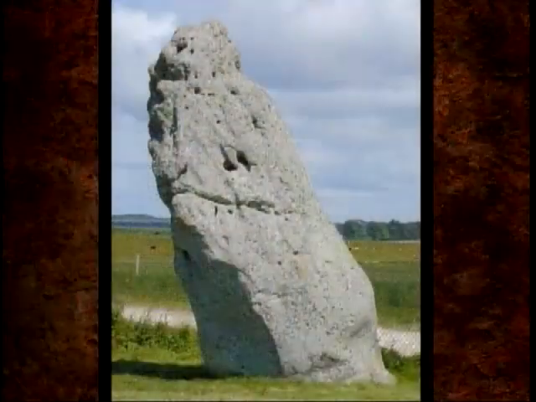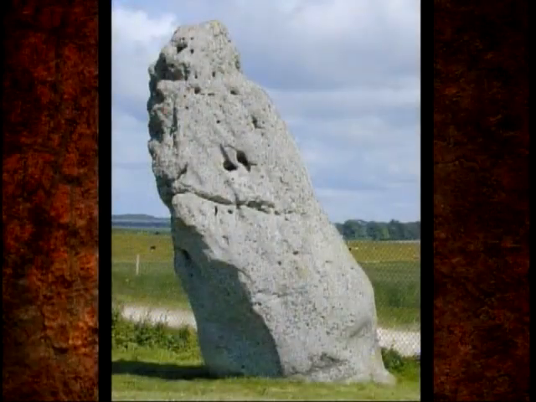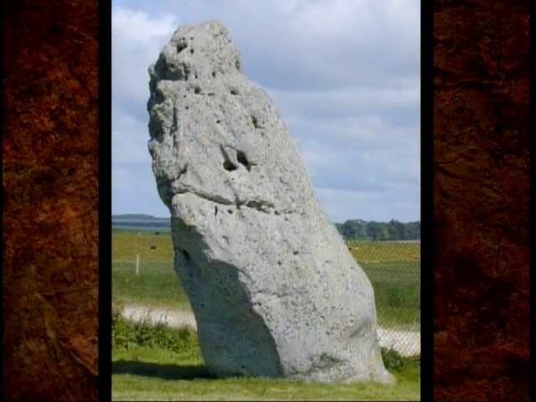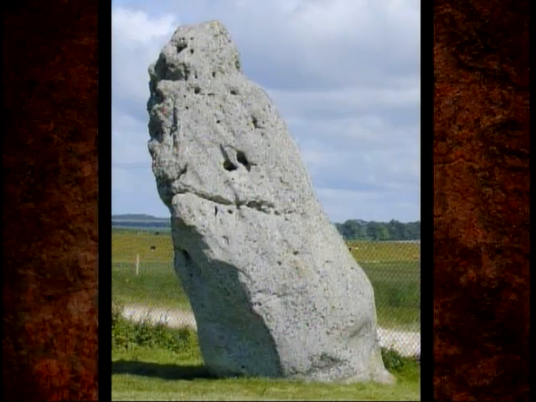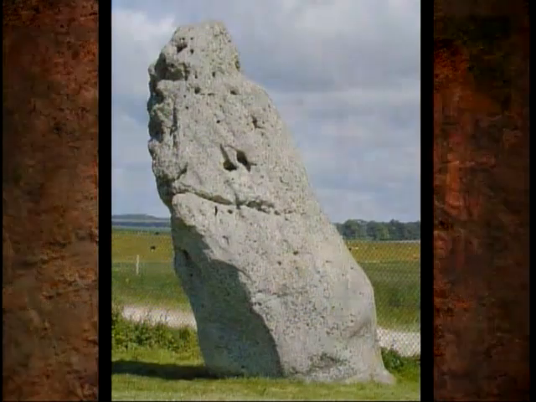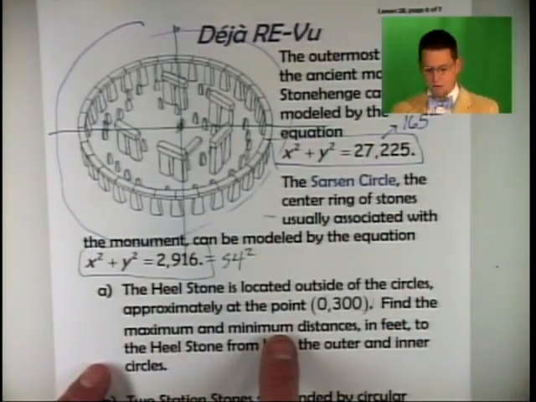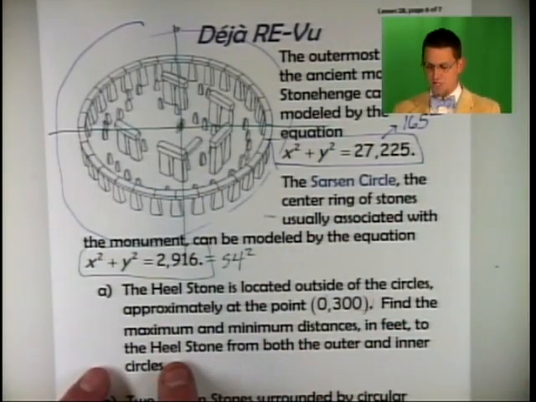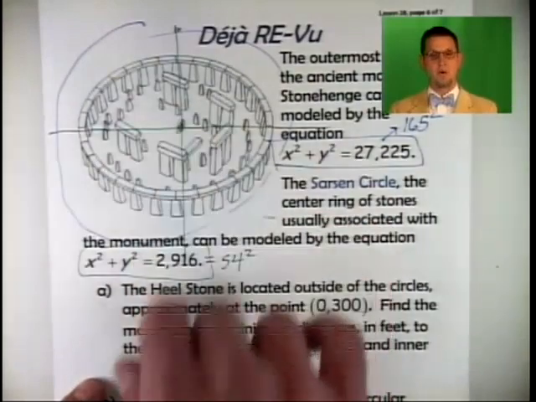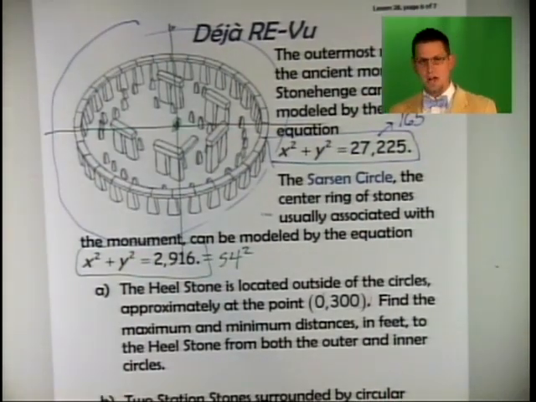It did have some significance, and you can research this to see what the significance was. But be careful, the more you research, the more time you're going to spend researching, because it's very intriguing. What we want to do is find the maximum and minimum distances in feet from the heel stone to the outer and inner rim. And to do that, I'm going to draw a little bit larger diagram.